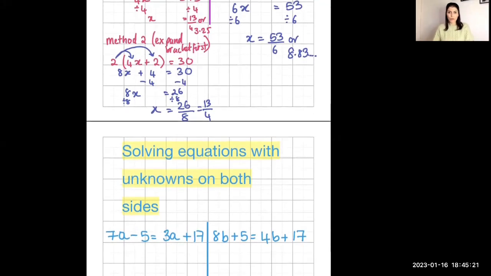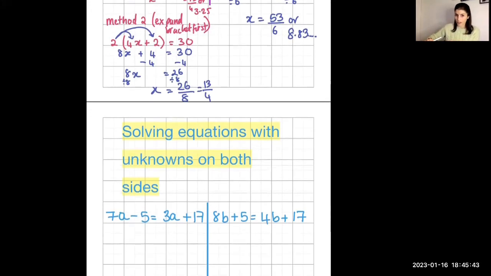Okay, so solving equations with unknowns on both sides now. So in the previous examples, you would have seen that we just had x on the left-hand side or the right-hand side. In the examples that we're going to do now, we've got our unknown on both sides. So there's just an extra step here. We want to work out what the unknown is. So we want to move it all onto one side.